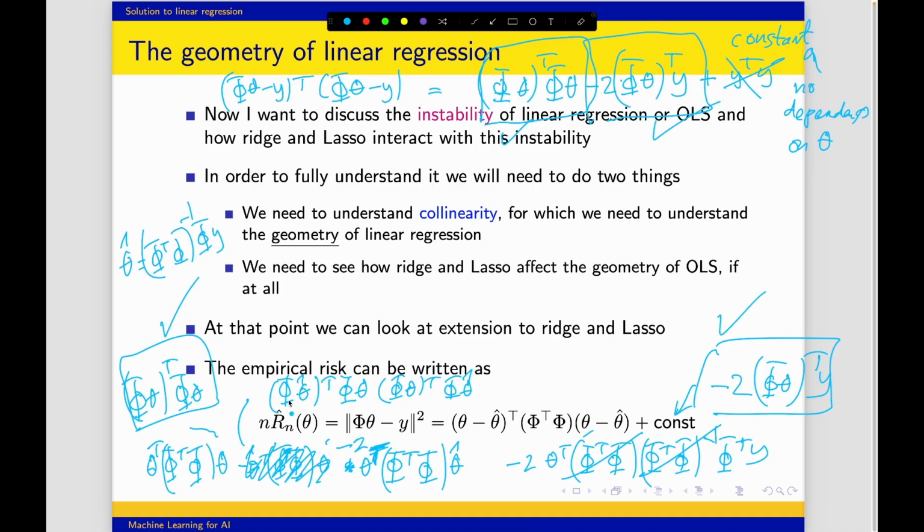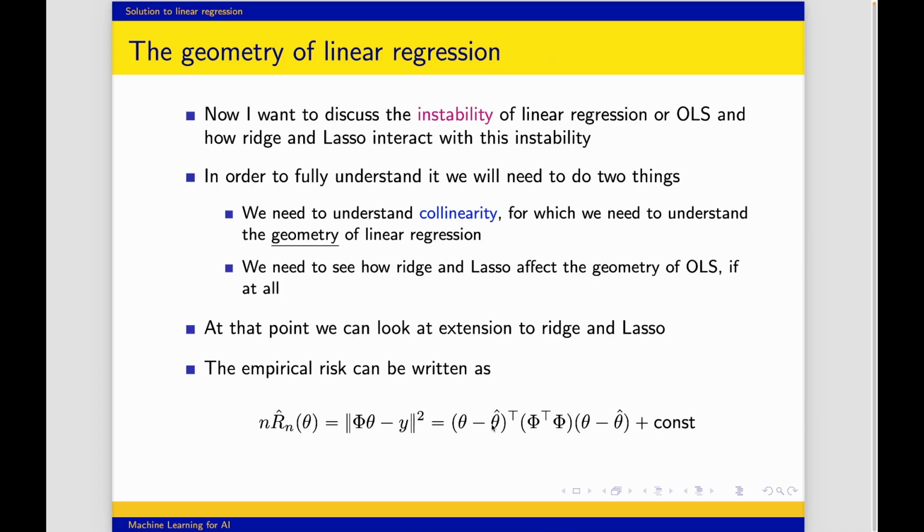So we can rewrite n times the empirical risk like this, where this is our OLS solution. And this constant means terms that do not depend on theta. So they're not necessarily constants as such. We're saying this is a function of theta, and this has no dependence on theta. So when we minimize this, when we differentiate it or take its gradient, it is going to go to 0 anyway, so we can ignore it.